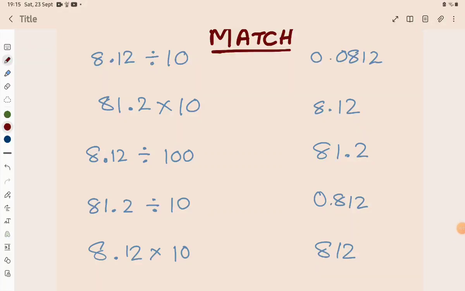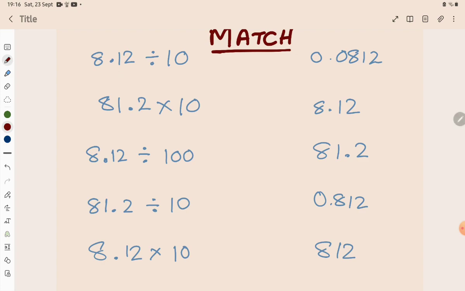Okay, so we are supposed to match the left hand side with the right hand side. And what are we trying to do here? We're trying to multiply with either a 10 or a 100, or we're dividing with either a 10 or a 100. And what are we dividing? This is a decimal number. It's of some variation of a decimal number.